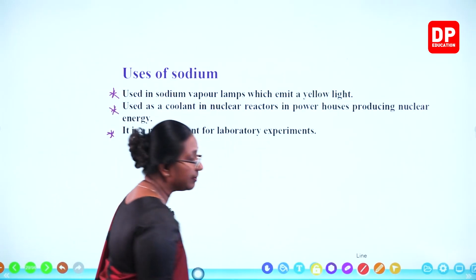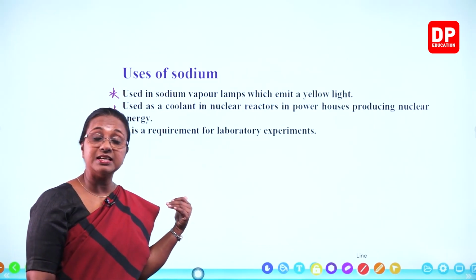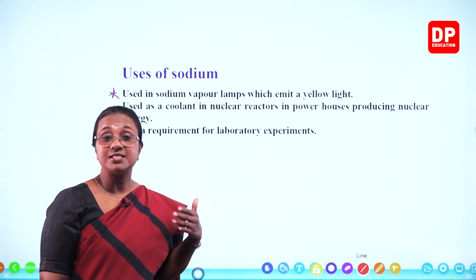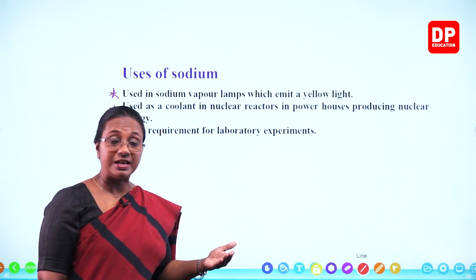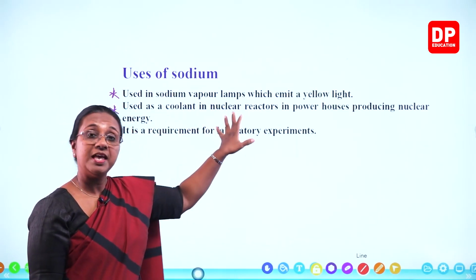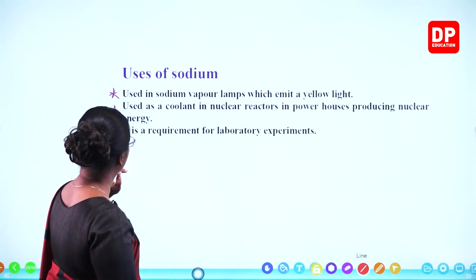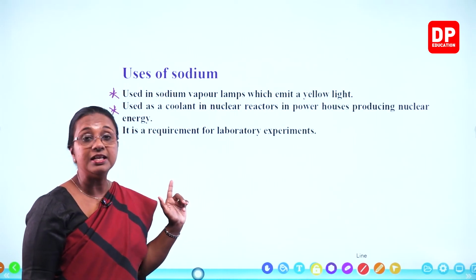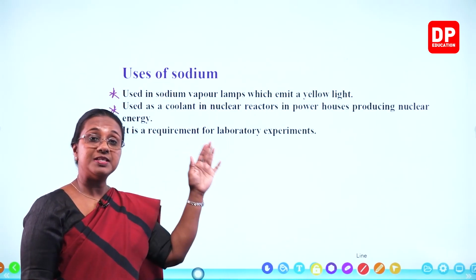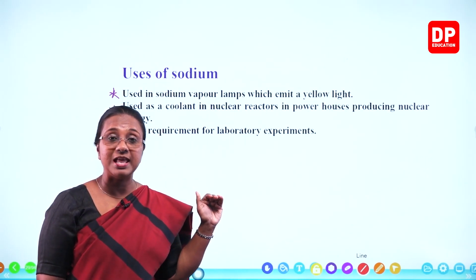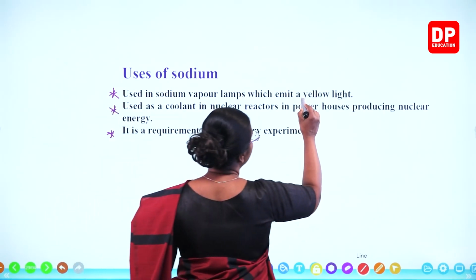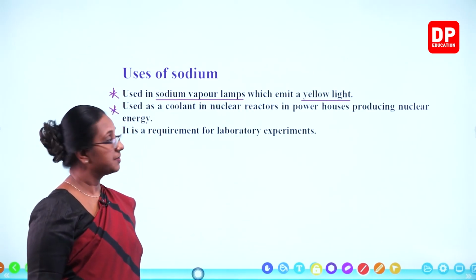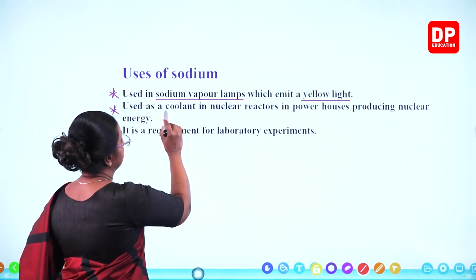Now we have discussed that before also, students, when we discussed the uses of metals. In your previous grade, when we discussed different metals, metalloids and non-metals, we have discussed sodium and we have discussed these uses as well. So sodium is used in sodium vapor lamps which emit a yellow light. Normally the lamps in the streets also, there are sodium vapor lamps that emit a yellow light. So you have to remember that.